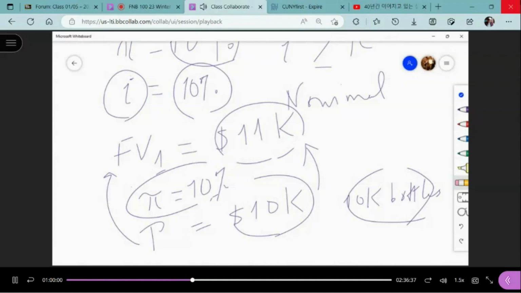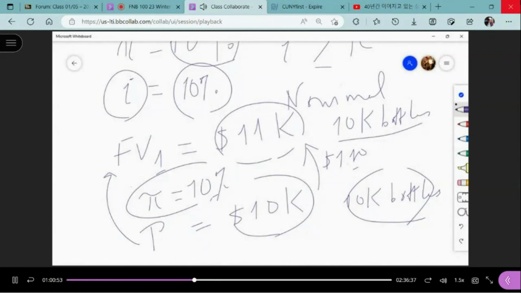Now, how many bottles of Coke can you buy now? Is this so difficult? 10,000. Yeah, 10,000 bottles. Why? Because Coke is now $1.10, since the price level went up 10%. So with 11,000, you can only buy 10,000.